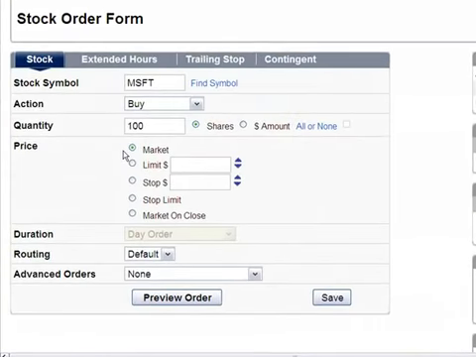Now, I should just stress this. I don't use market orders. I don't like market orders. I want to exercise some control over what price I buy my shares at. Let's go through the next one, limit order.